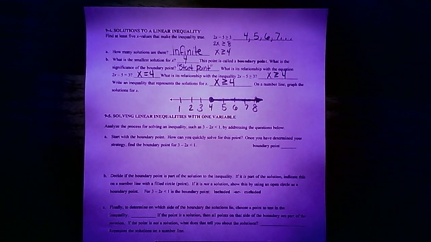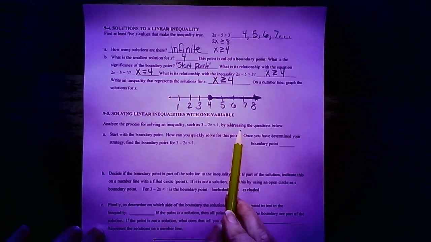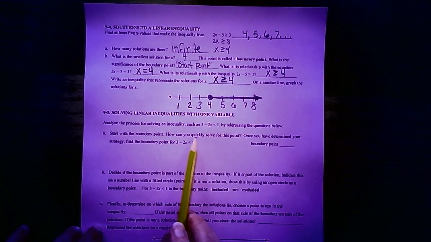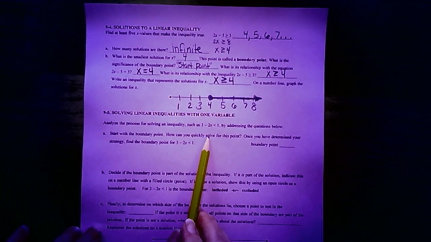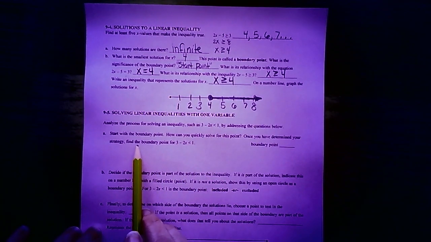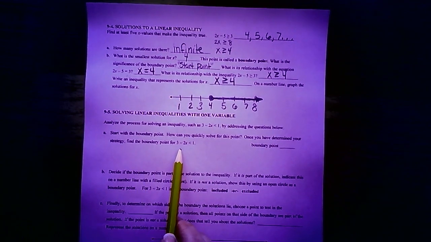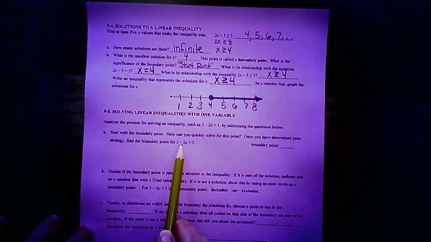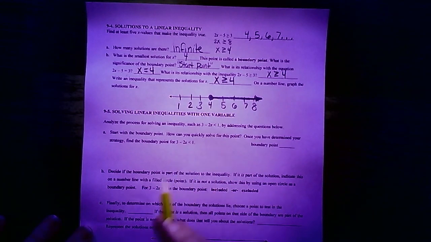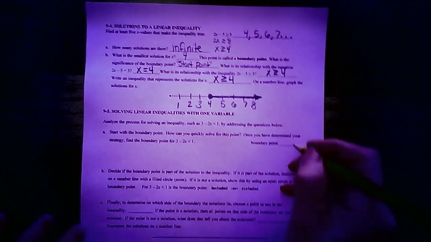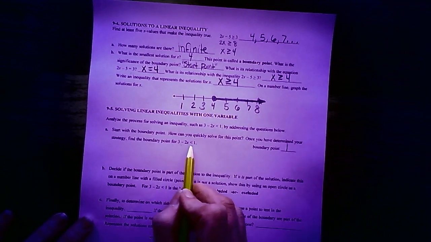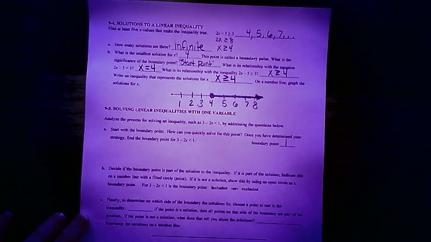Now, if we're looking at the difference, right? If we're looking at how can you quickly solve for the point once you've determined the strategy, if you find the boundary point, right? If I'm looking at a less than, if I have one variable, right? It's going to be on a number line. There's only one boundary point because this is one-directional. There's no and or statement.